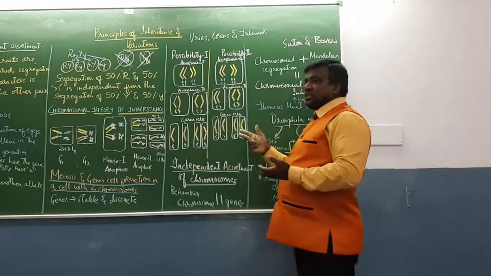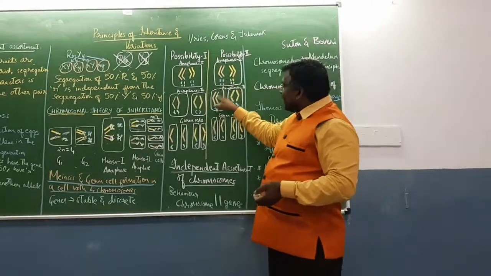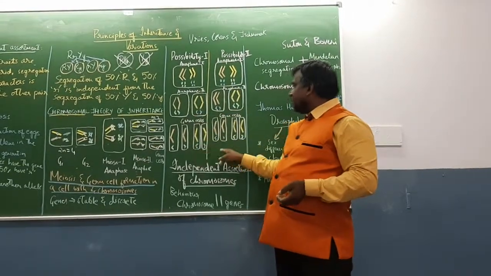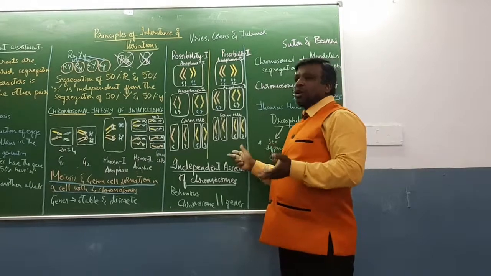So these are all possibilities that we have. So in this possibility there are again 4 gametes that are formed, but with different combinations.